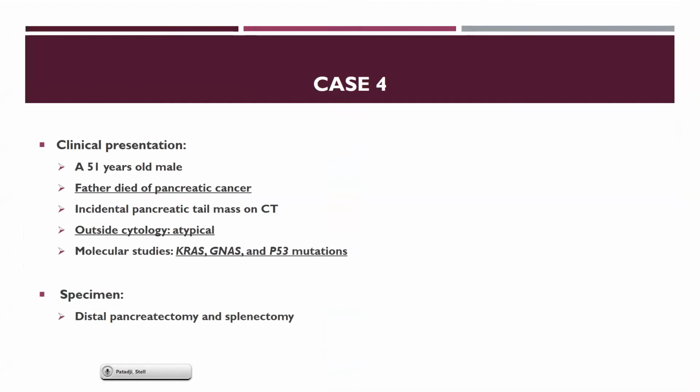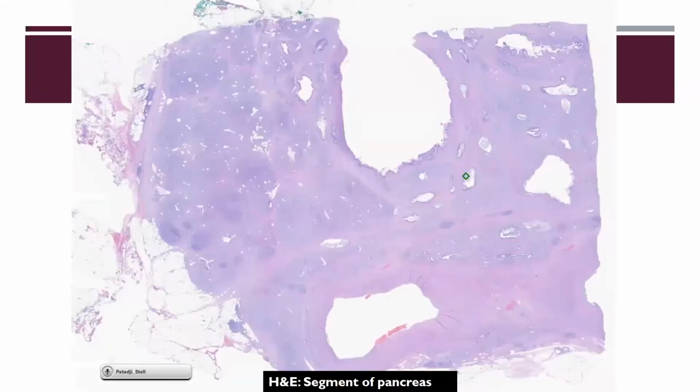My last case is that of a 51-year-old male with a father who died of pancreatic cancer. He presented with an incidental pancreatic tail mass on CT. Outside cytology was atypical with molecular abnormalities in the KRAS, GNAS, and P53 genes. The patient underwent a distal pancreatectomy and splenectomy.